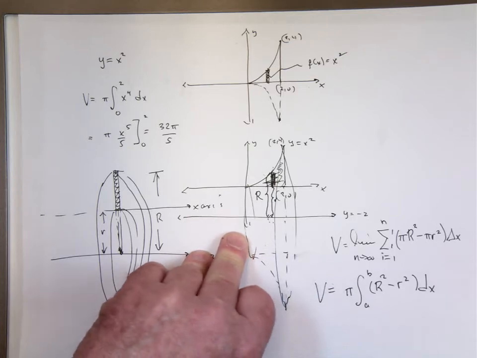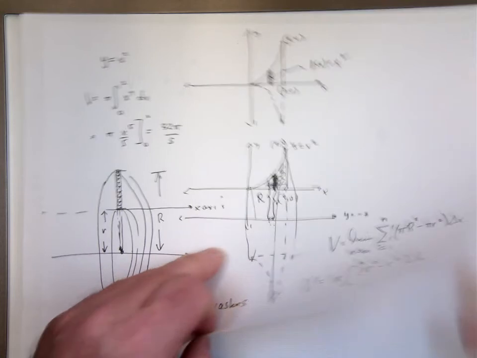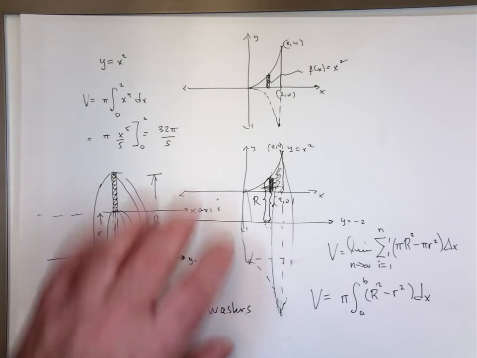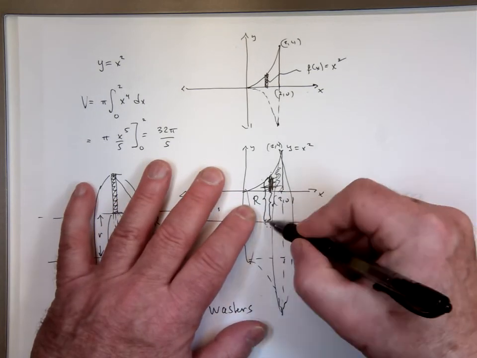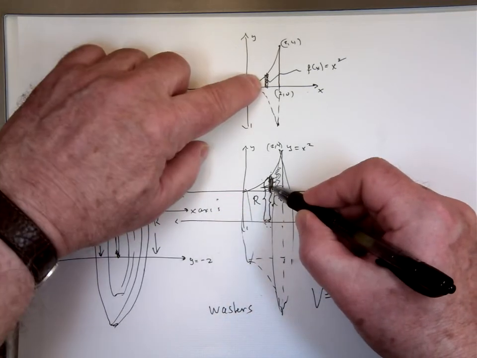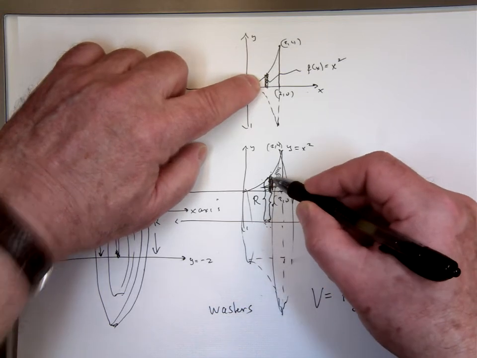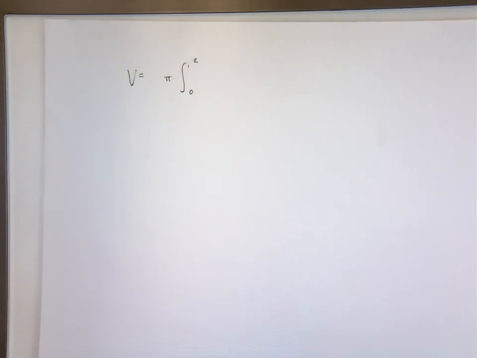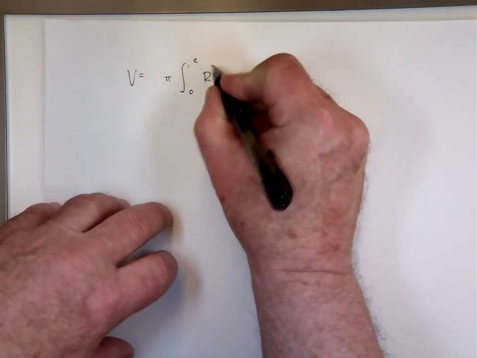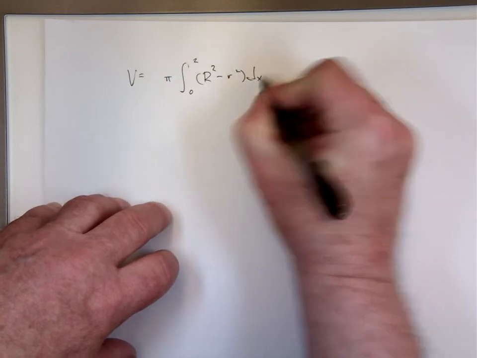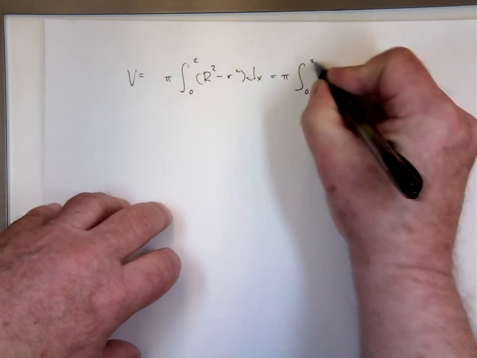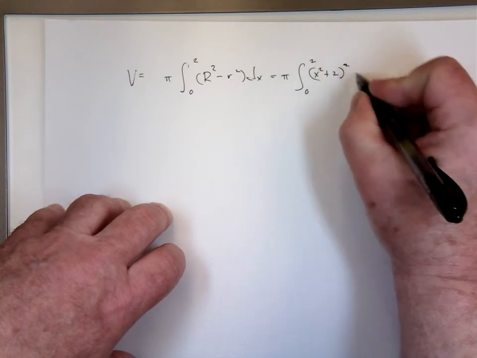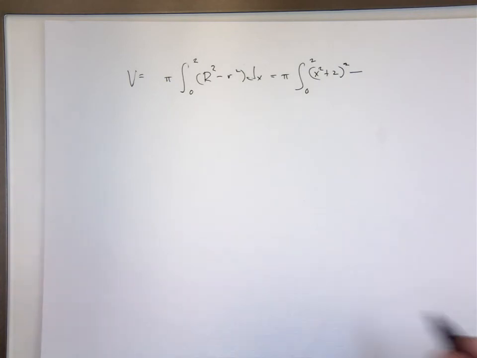All right, so here we go. What we have for big R is this distance here, which was the value of the function, the height above the x-axis, plus this distance, 2. So it's x squared plus 2. That's big R. So here's the general form: big R is our function plus 2, and we're going to square that. What is little r here? 2. It's a constant.